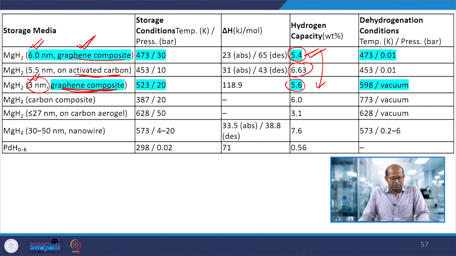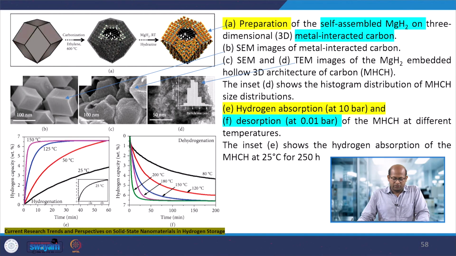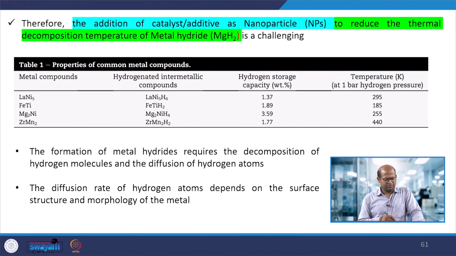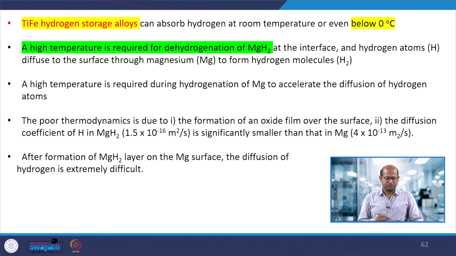So depending upon the nanomaterial size and type of nanomaterial, the storage capacity also would change. Okay, so here I am not going to discuss more details about magnesium hydrides, that was the material, metal hydrides. Apart from that, LaNi5, lanthanum nickel 5, can also store hydrogen, 1.37 weight percent, and some other materials are also there that can store a good amount of hydrogen.